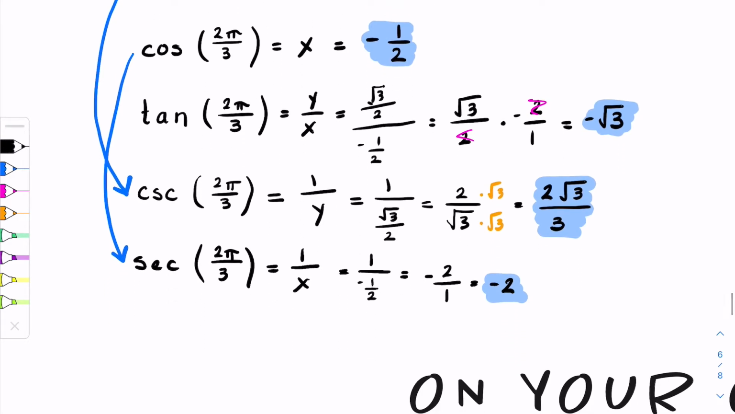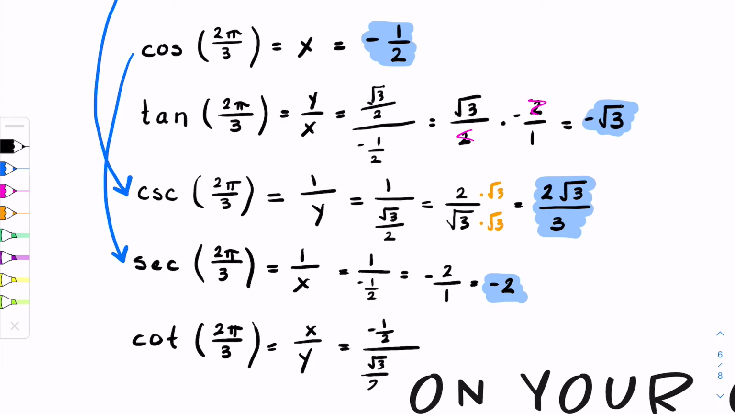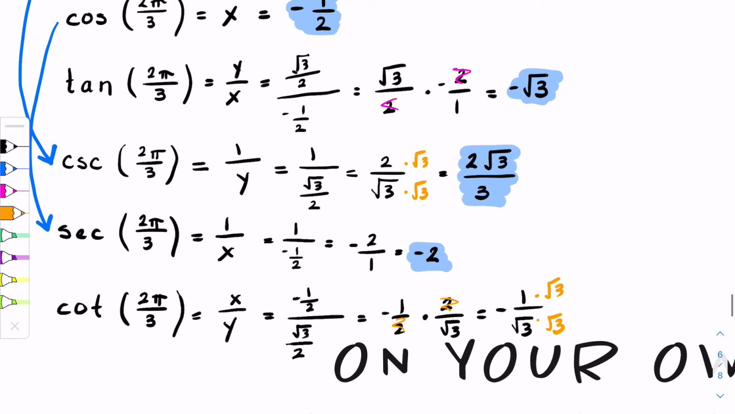And recall that cotangent, which is the last value we're finding, is paired with tangent because it is also the opposite. So while tangent is y over x, cotangent is x over y. And x over y gives us negative 1/2 divided by the square root of 3 over 2. Negative 1/2 multiplied by 2 divided by the square root of 3. Your numerator and denominator of 2 cancel, leaving negative 1 over the square root of 3. We need to rationalize, so multiply the top and bottom by the square root of 3 for your final answer of negative square root of 3 over 3.